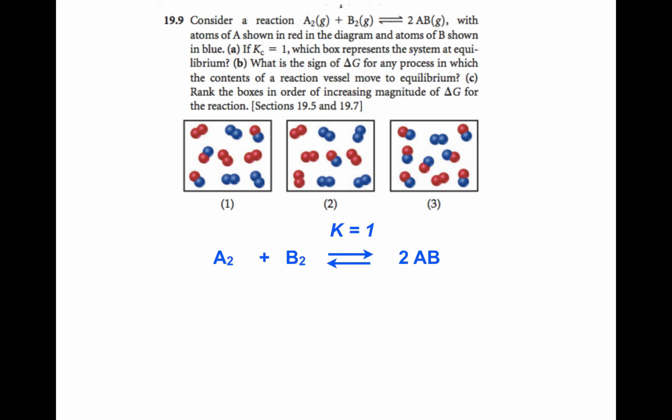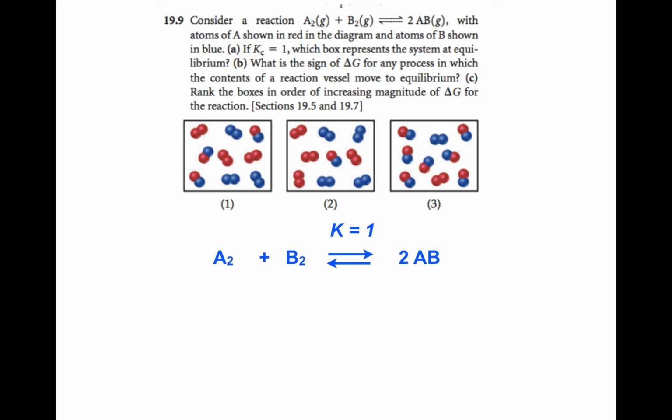Consider a reaction between molecule A and molecule B to form 2 moles of AB. Atoms of A are shown in red in the diagram. Atoms of B are shown in blue. The K value is 1. Which box represents a system at equilibrium?